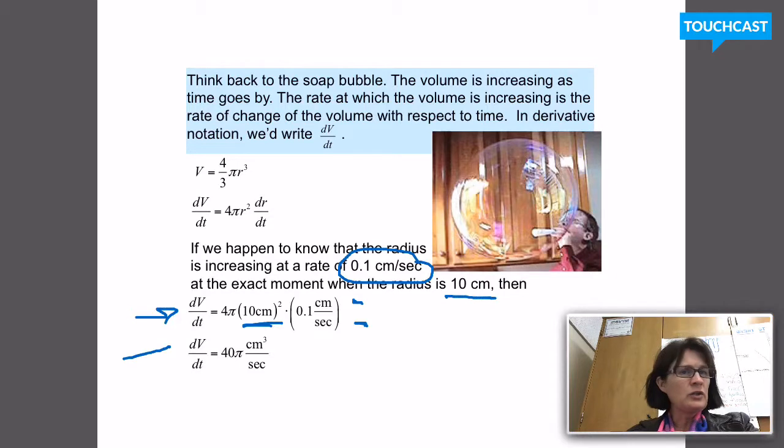And notice, you should always double check your units in a related rates problem. See, dV/dt, that's volume over time. Look, I have units of volume over time.